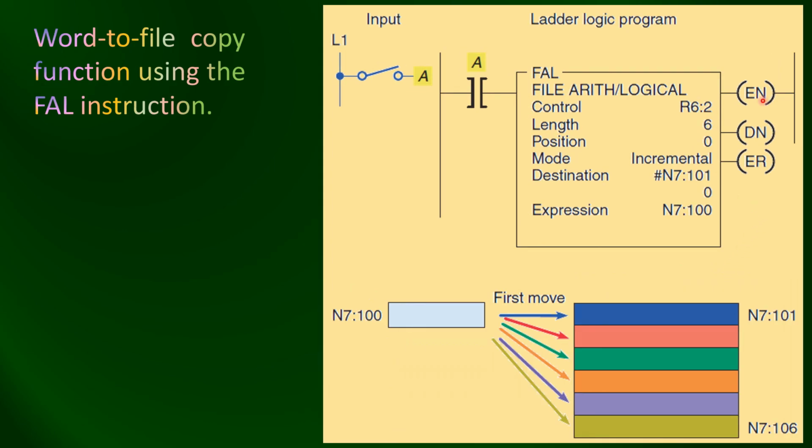So in this one, the data is moving incrementally, from a word to the file. So here we are writing the length is 6 and position is 0. And then we are saying the mode is incremental mode, destination is this complete file, and the expression is N700. So for the first time when we close this, the data will move to here, then it will move to the next one, then this, then over here. With each click it will be moving until the last data. So how many are there? 6. So 1, 2, 3, 4, 5 and 6.